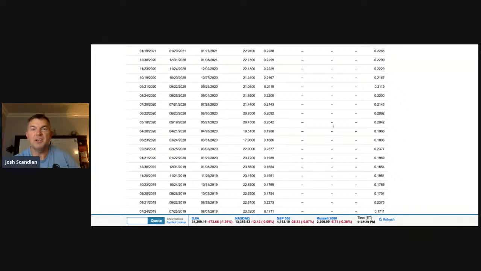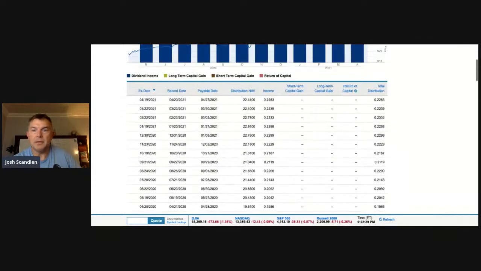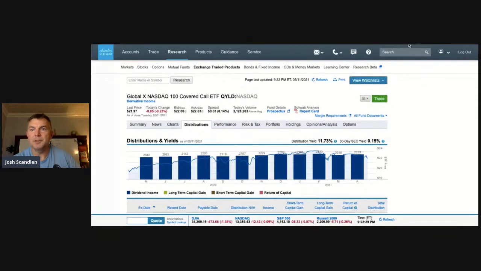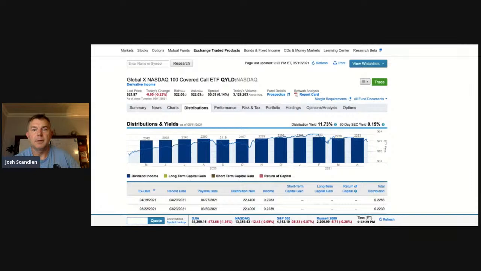There's no increasing income. Your price per share is going down. But everyone's suckered into this yield. And the yield is 11.73. I mean, do what you got to do, my friends. I wouldn't touch this with a 10-foot pole.